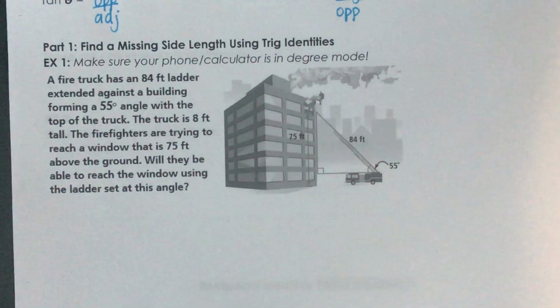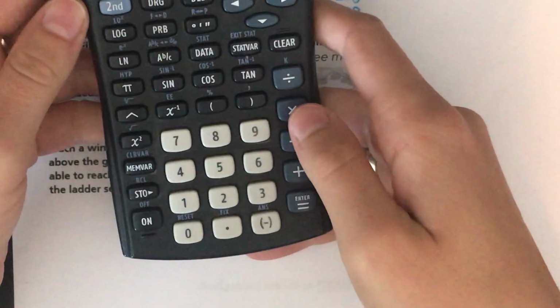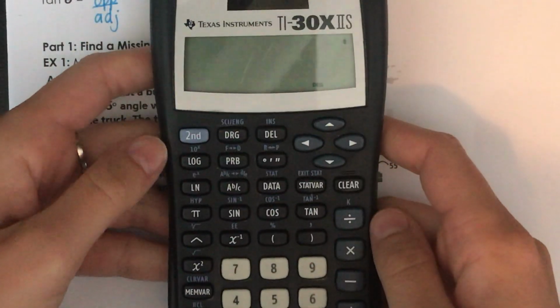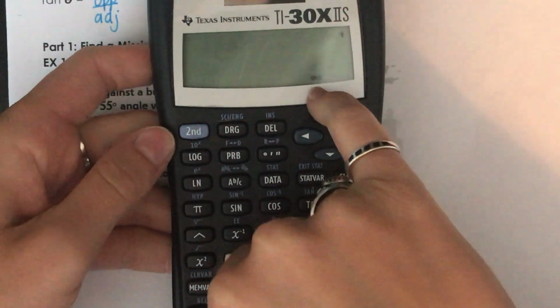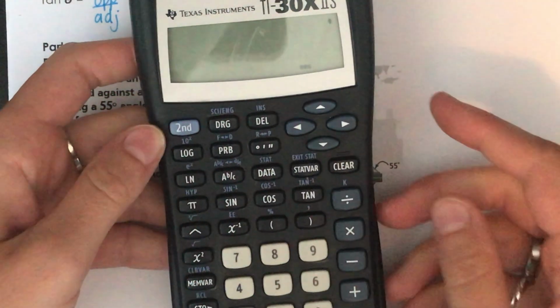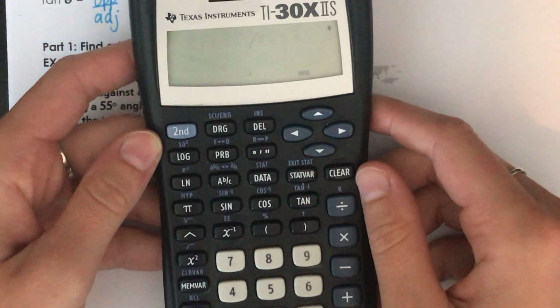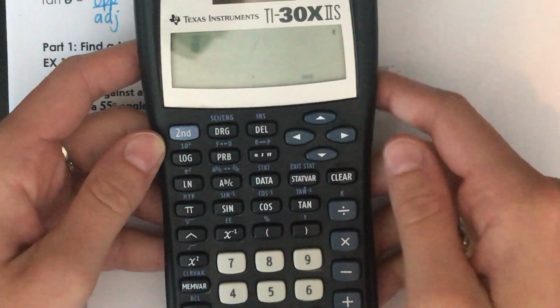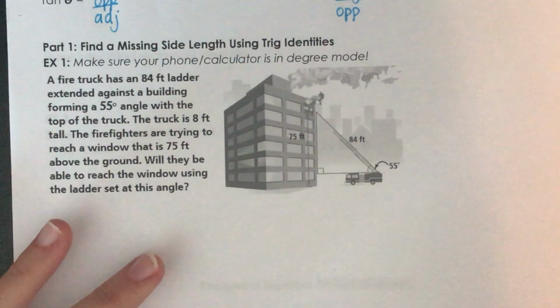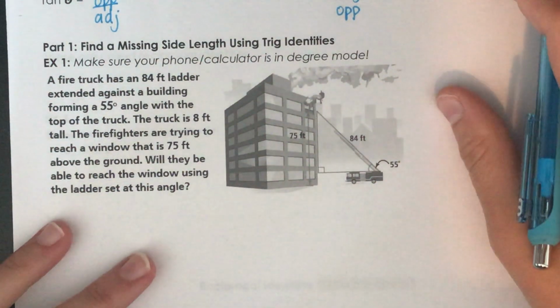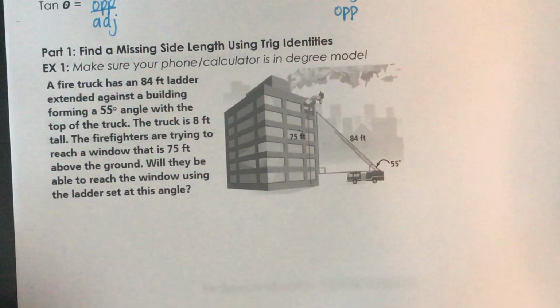If you have a calculator that looks like this, the Texas Instrument one, at the bottom here, you should see DEG, degree. You need to make sure you are in that mode, otherwise your answers are not going to come out to be the same as ours, or the same as mine. It doesn't matter which one you choose to use, I'll show you how to use both of them.